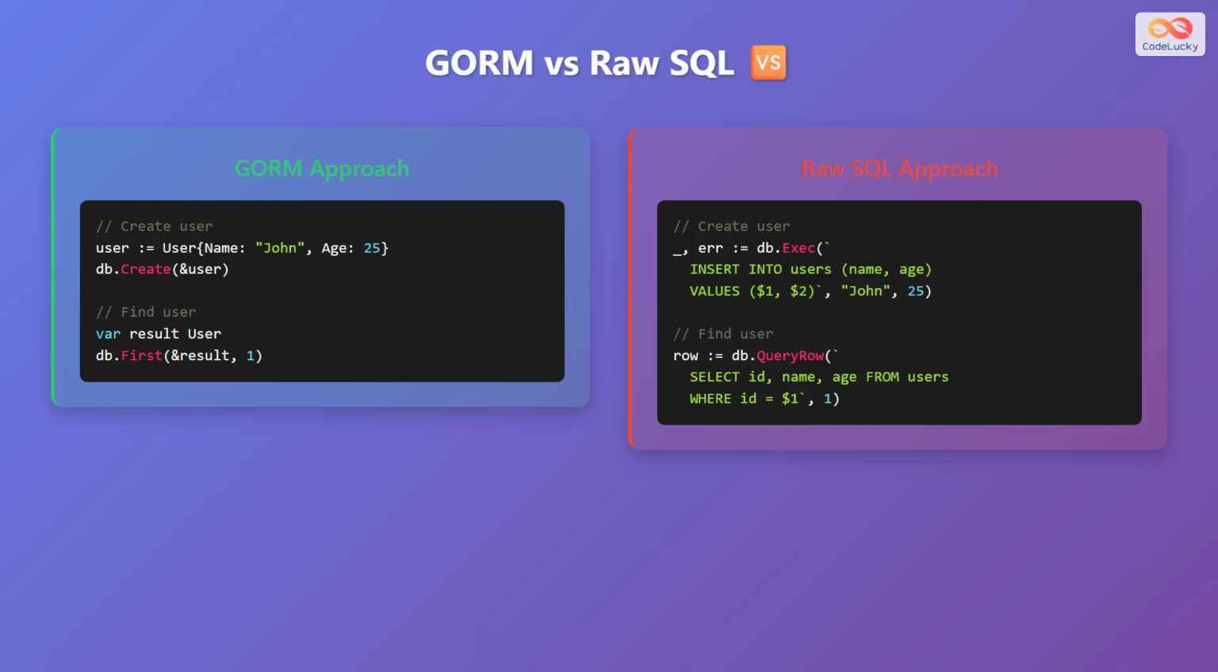Using GORM, a user can be created by instantiating a Go struct and then saving it to the database through GORM's create function. Retrieving a user record can be done easily using high-level function calls. In contrast, raw structured query language requires writing manual insert and select statements, passing all parameters directly, and handling errors and results manually. While object-relational mapping is intuitive and less error-prone for simple operations, raw structured query language provides full control and flexibility for complex and performance-critical queries.